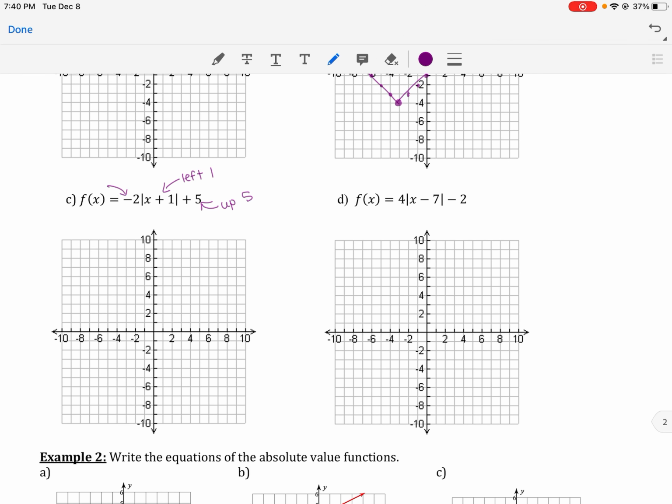This negative reflects over the x-axis. And this is like a stretch, right, of 2. So that means your slope now is going to be 2. Okay. I could start by thinking about the vertex, left 1, up 5.